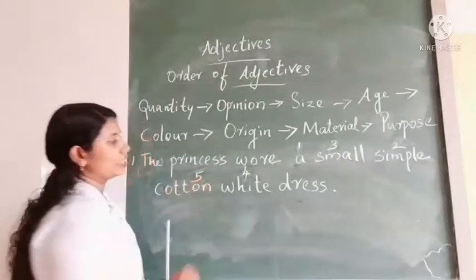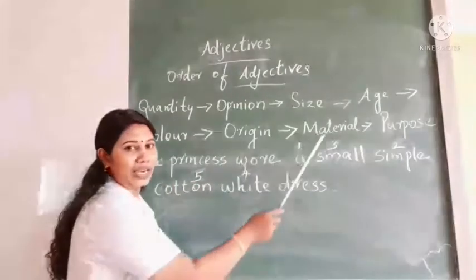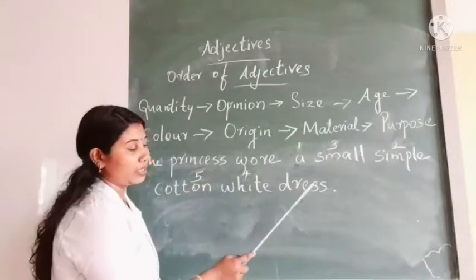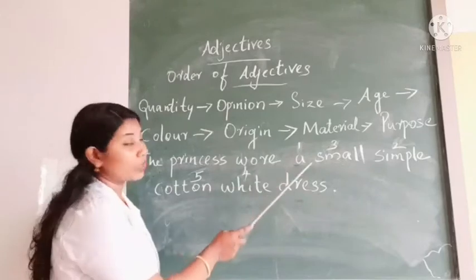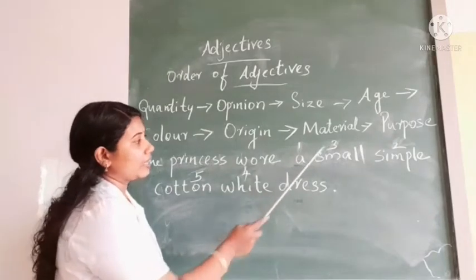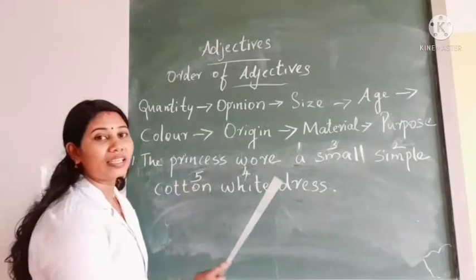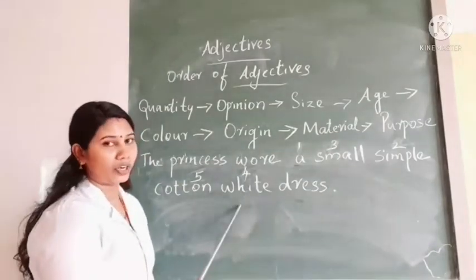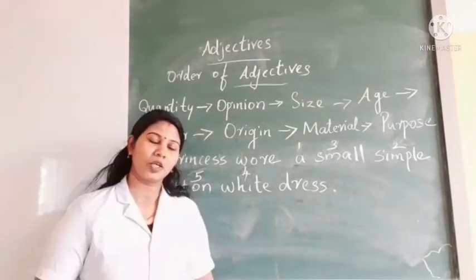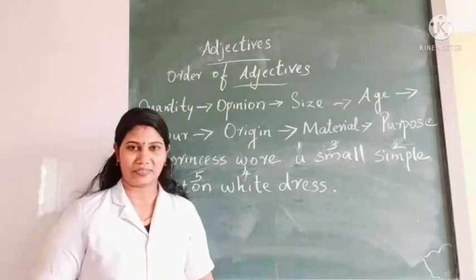So these are the adjectives we use to describe the word dress. So what is the order? A simple, small, white, cotton dress. That is the order of this sentence. Do the rest of the activities yourself.